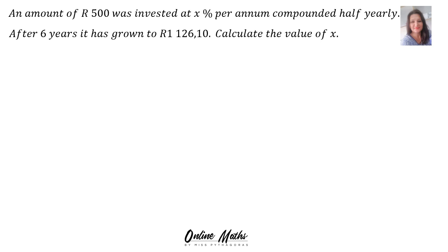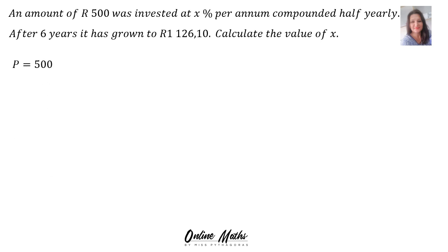Example 1. An amount of 500 Rand was invested at X% per annum compounded half yearly. After 6 years, it has grown to 1,126 Rand and 10 cents. Calculate the value of X.